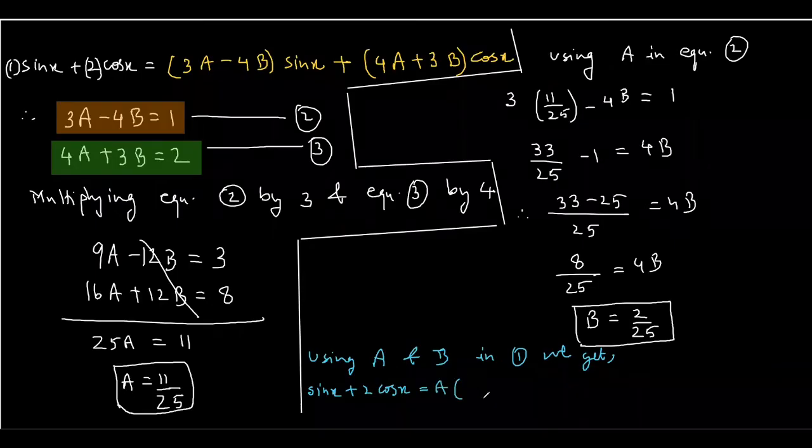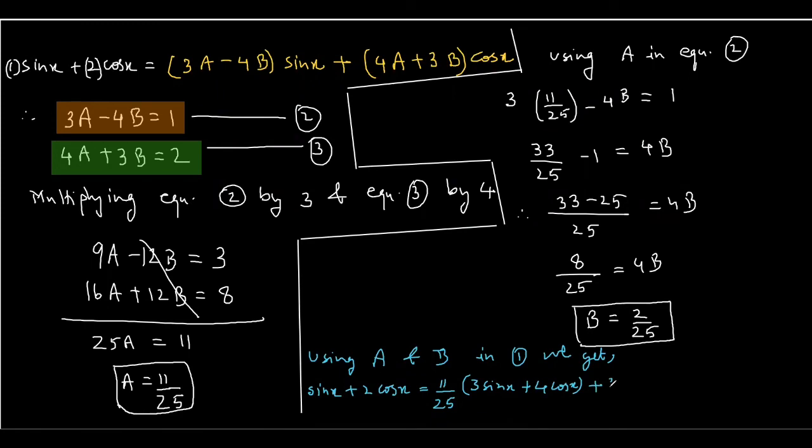A into denominator. What was A that we found? We found A as 11 upon 25. So 11 upon 25, and the denominator was 3 sin x plus 4 cos x, plus b. B is 2 upon 25 into the derivative of the denominator. The derivative was this, 3 cos x minus 4 sin x.